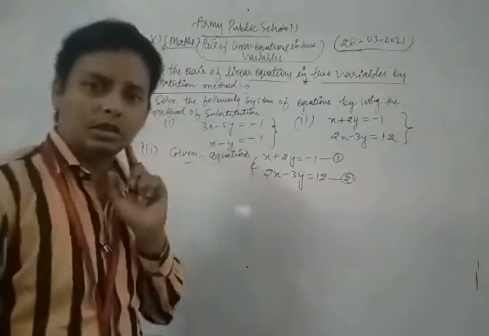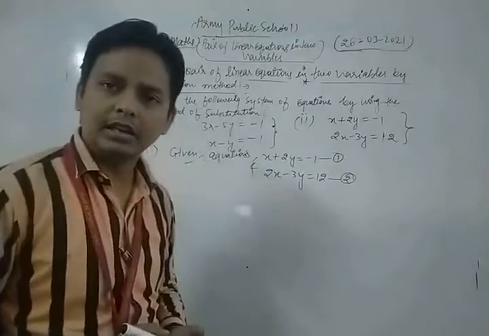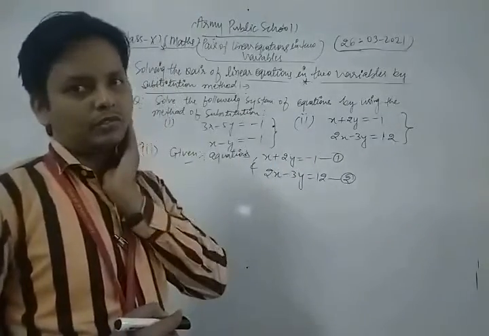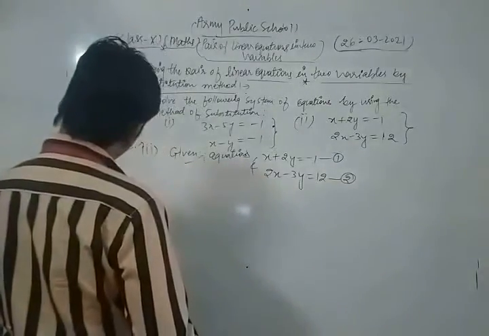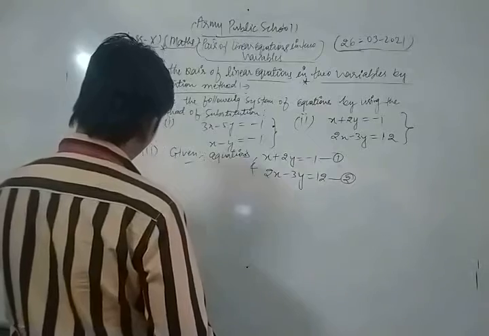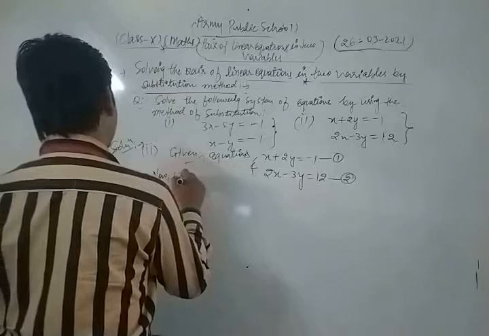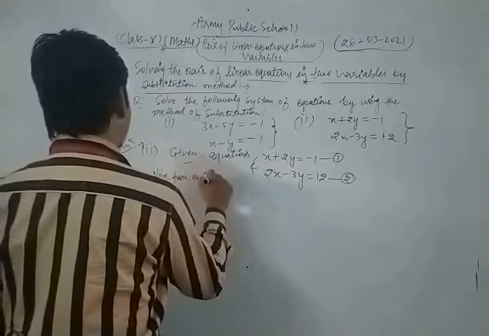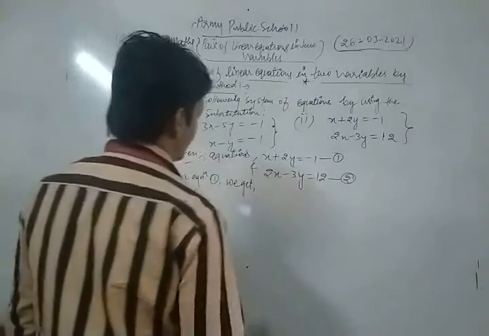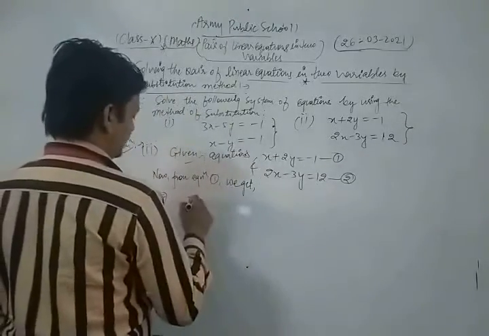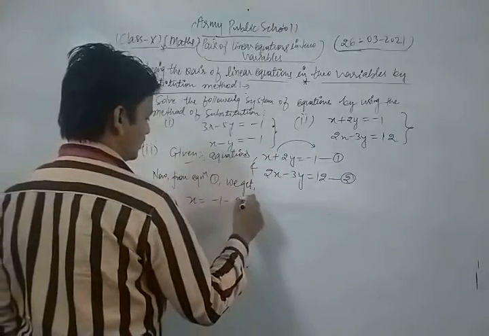Now what do I do, dear students? First of all, choose an equation and find the value of x or y. From equation 1 we get the value of x is minus 1 plus 2y, transferring to the other side, so we get minus 2y.